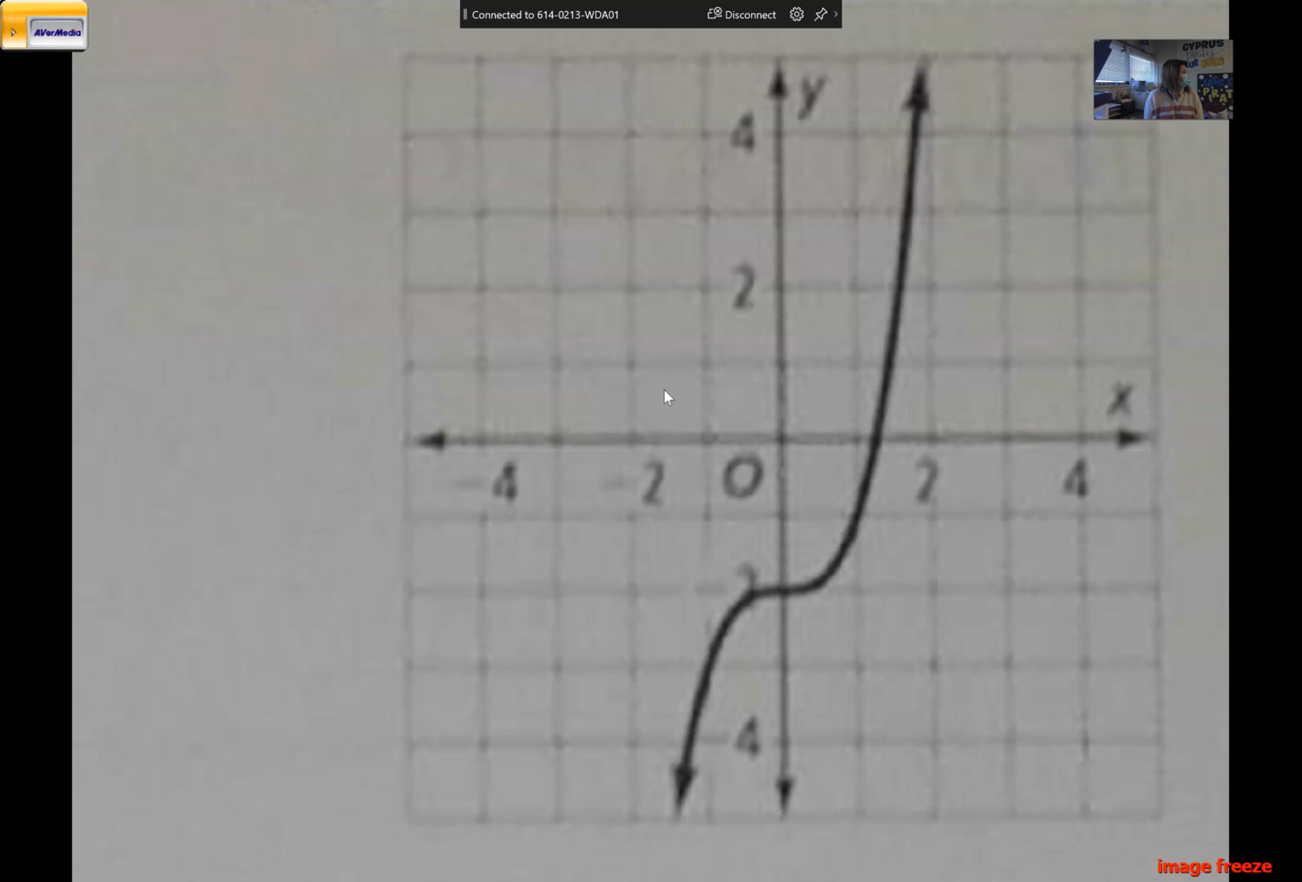Ten. You can just go big. Five, three, two. Okay, show me. All reals, negative infinity to infinity. Okay, 2 more.